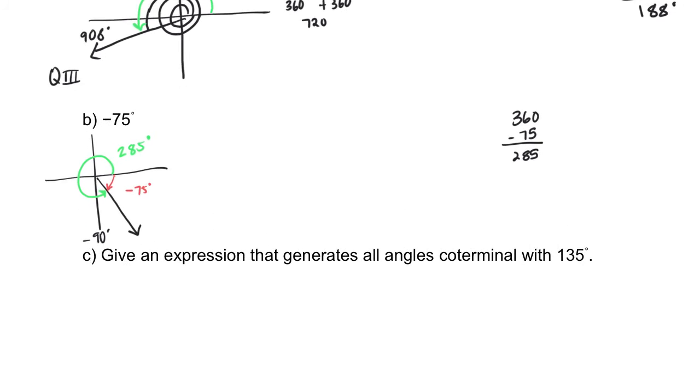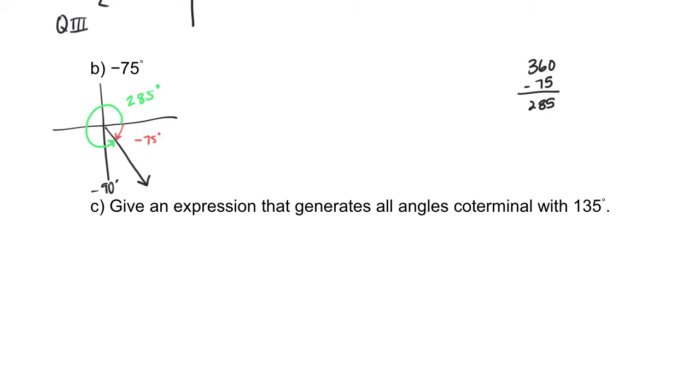So if we're trying to kind of expand that to give an expression that generates any coterminal angle with 135, well, first of all, let's figure out where 135 is. Halfway across or around an entire rotation is 180. This is 90. Half of 90, this would be 45 degrees right around here. And 90 plus another 45, this is 135. Okay, so coming all the way here, that is 135.